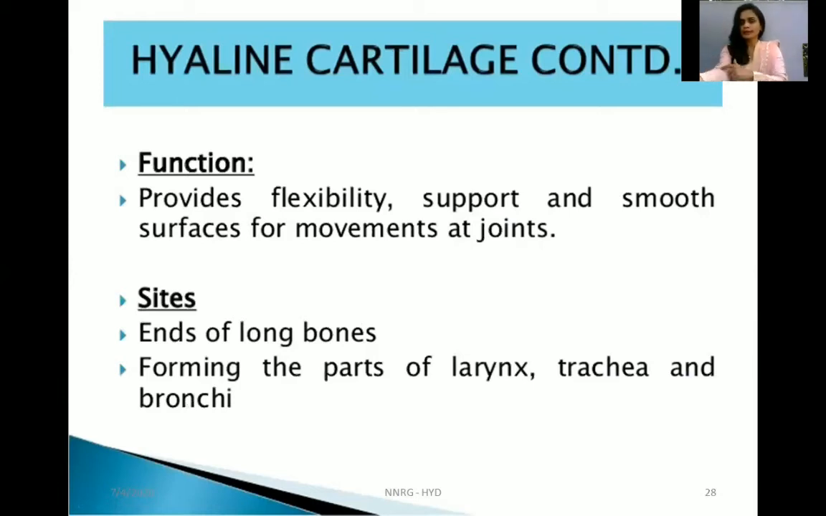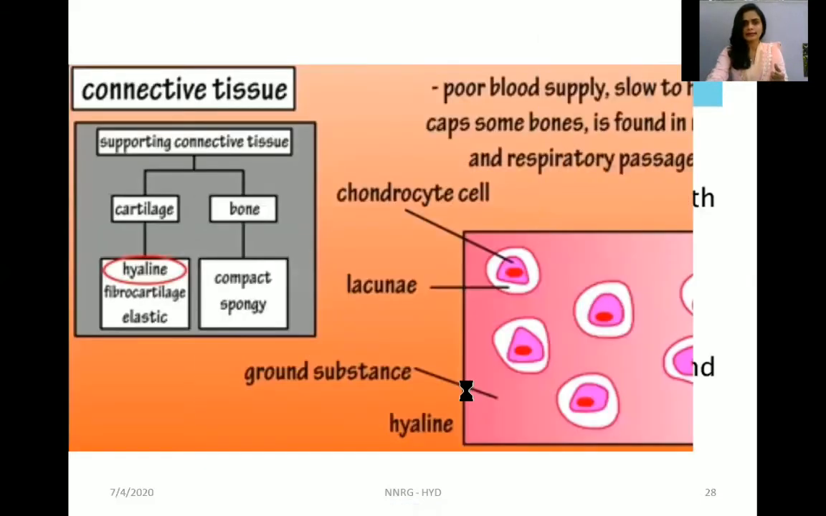At the end of the long bone, usually this hyaline cartilage is present, like at the synovial joint, at the knee. So it helps in the smooth movement of any joints. Usually the sites where it is found are the ends of the long bones, and it forms parts of the larynx, trachea, and bronchi. Okay, that is where hyaline cartilage is found.